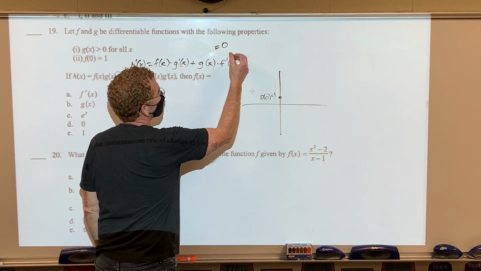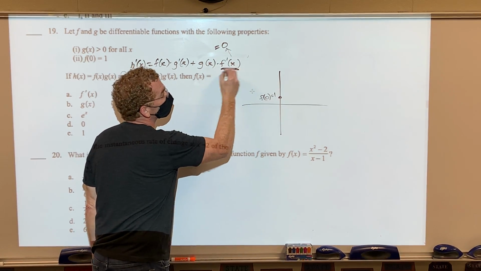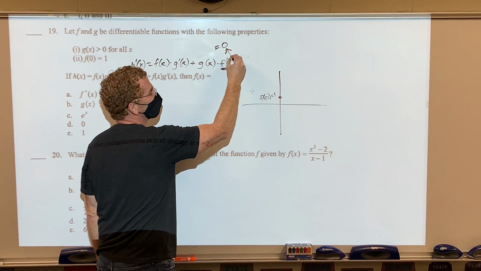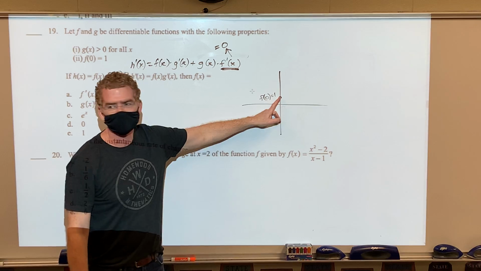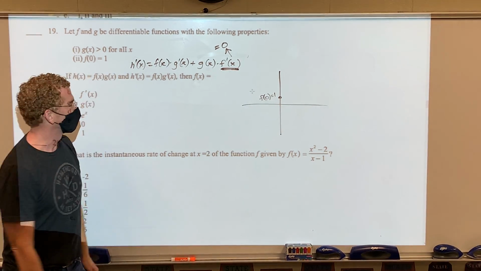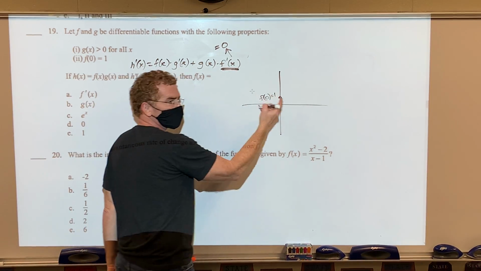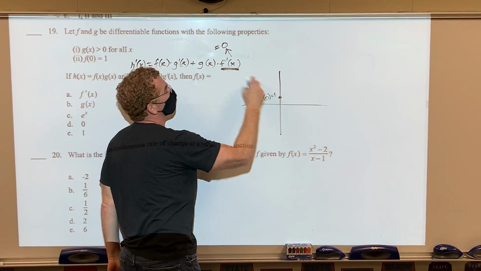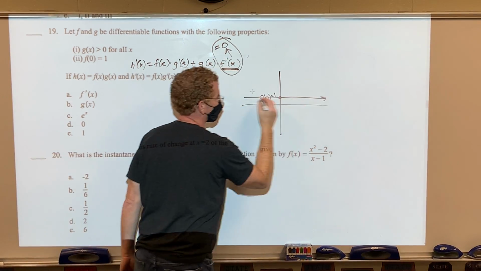That means that's 0. And wait, if the derivative of f at every x value is 0, and the point at 0 is 1, well, what do you know about f then? I now know f of x. What line or what function has a slope of 0 everywhere but crosses there? Y equals 1.